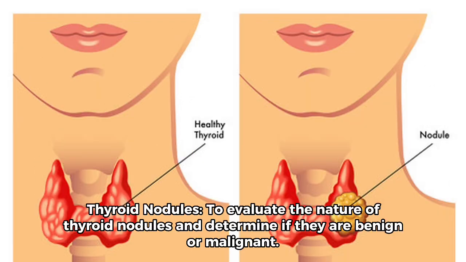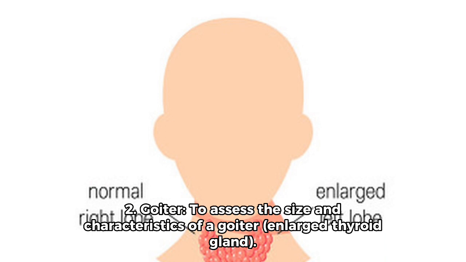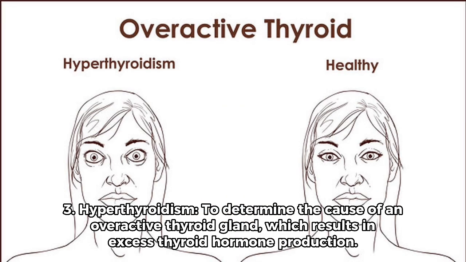1. Thyroid nodules. To evaluate the nature of thyroid nodules and determine if they are benign or malignant. 2. Goiter. To assess the size and characteristics of a goiter, an enlarged thyroid gland. 3. Hyperthyroidism. To determine the cause of an overactive thyroid gland, which results in excess thyroid hormone production.